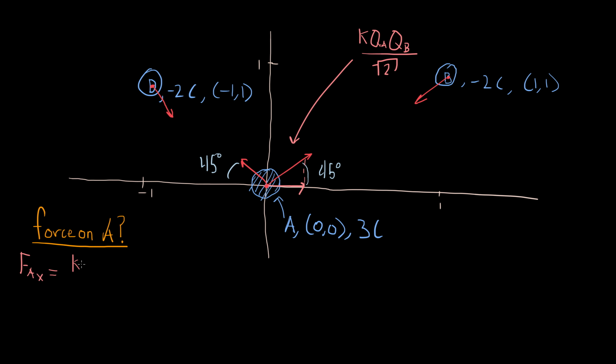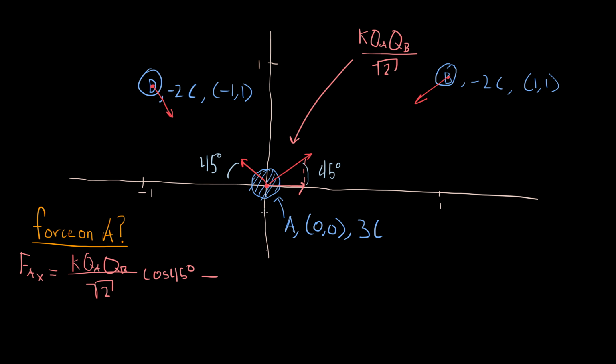So K, QA. And you know what? I don't think we're going to plug in numbers for today just to simplify the process, because it's really the concept that's more important. So then times square root 2 cosine 45 degrees.